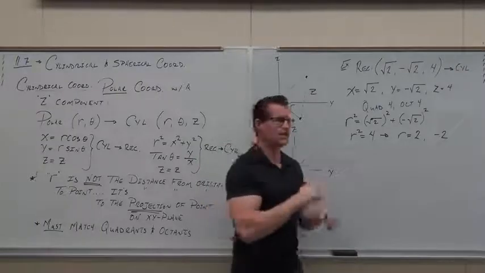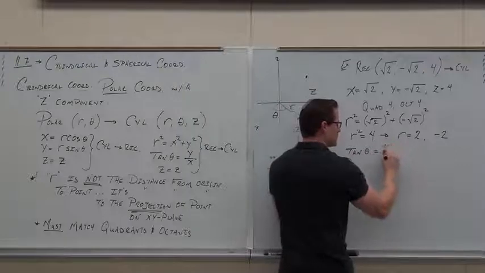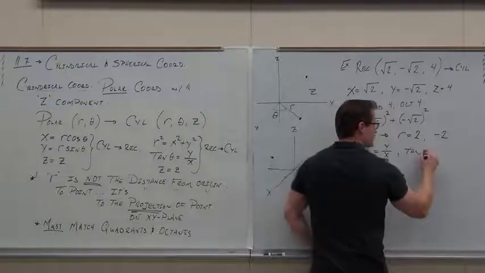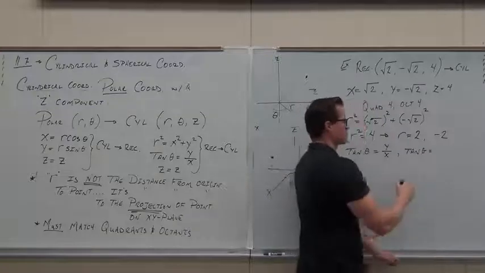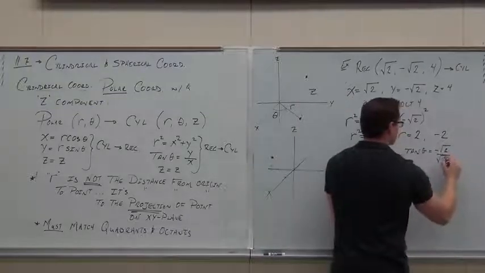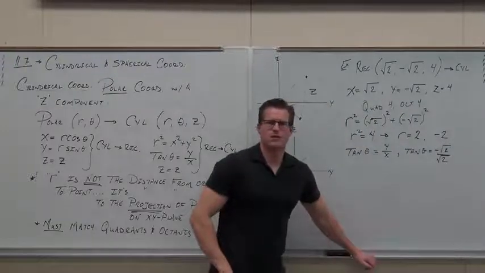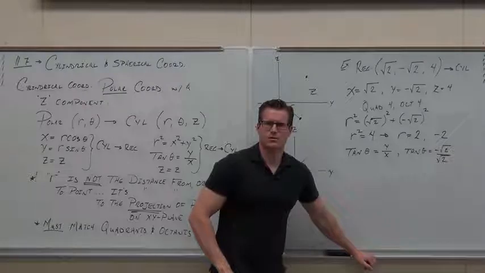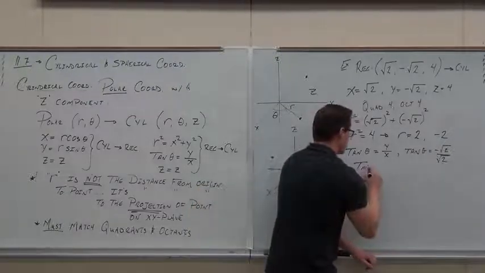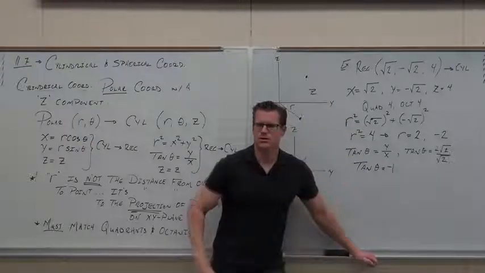Theta. Whenever we talk about thetas, we have this. Tan theta equals y over x, which means tan theta equals, man, I gave you nice ones. Negative square root of 2 over square root of 2. How much is negative square root of 2 over square root of 2? Negative 1.